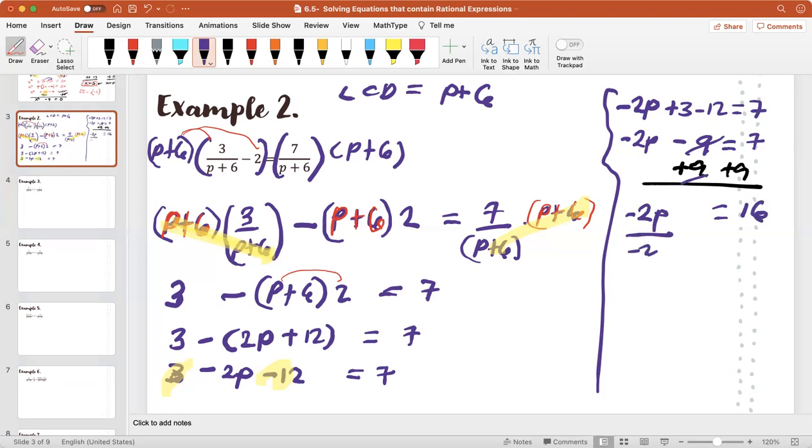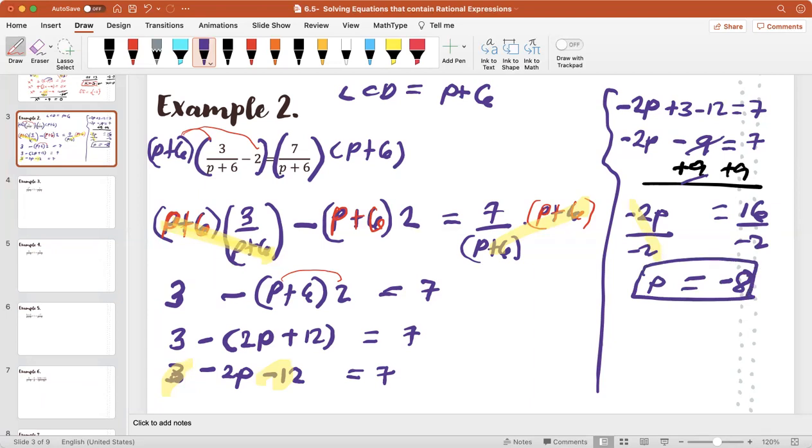Divide both members of your equation by negative 2. We divide out negative 2. Now we only have p on the left side. 16 divided by negative 2. We have negative 8. So your p is equal to negative 8.